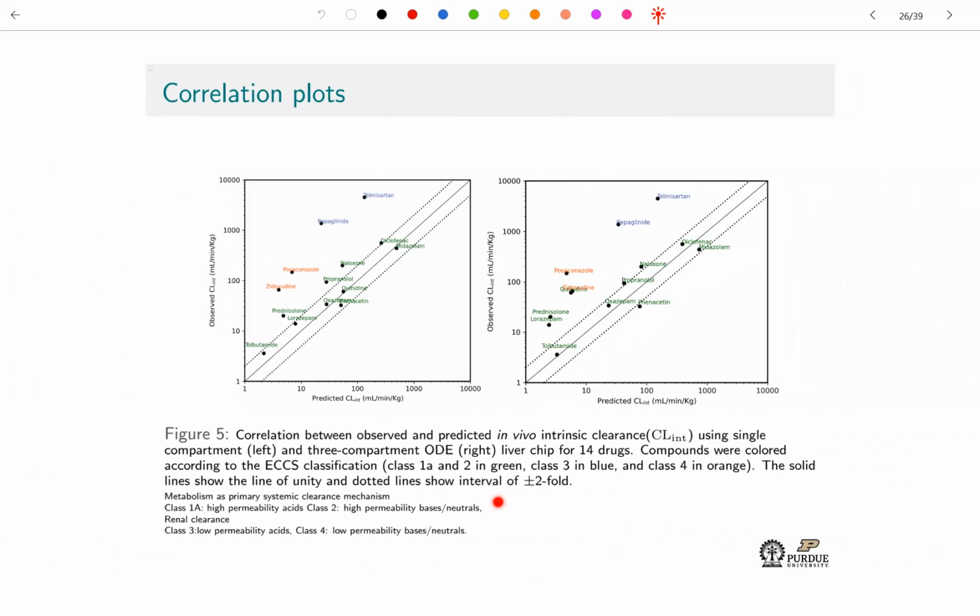Now we'll see the correlation plot so that graphically you can understand how much better the 3 compartment model is. The black diagonal line is the line of unity. We have the predicted clearance on the x-axis and the observed clearance on the y-axis, and the drug names are represented using dots. The colors are like the ECCS classification, which says low permeability and high permeability drug. So, sorry, this is the single compartment model. This is the 3 compartment model. Most of them are very close to the line of unity here. It is merely a representation of the earlier table that we had.